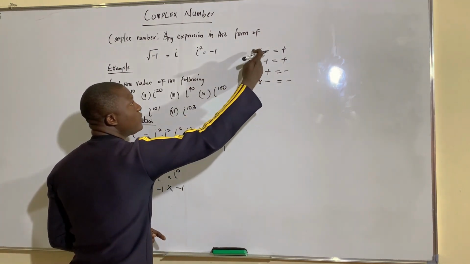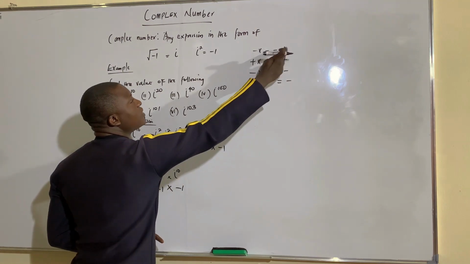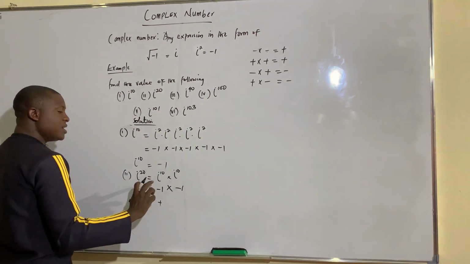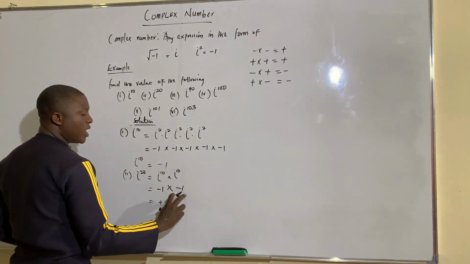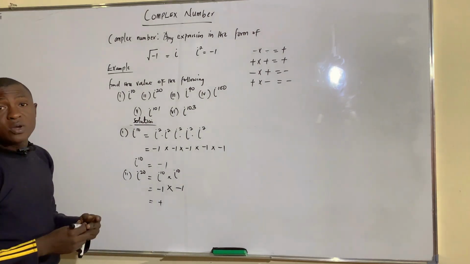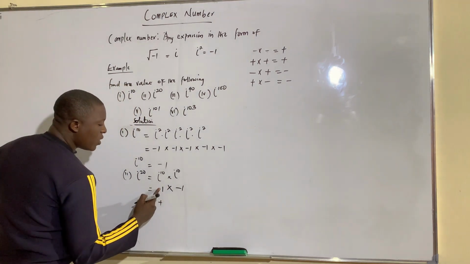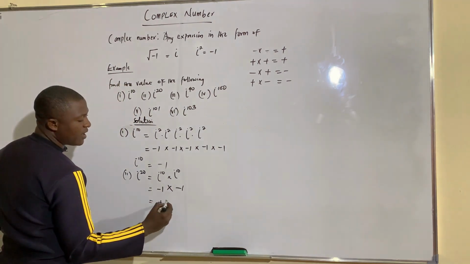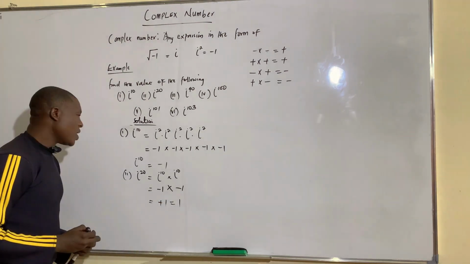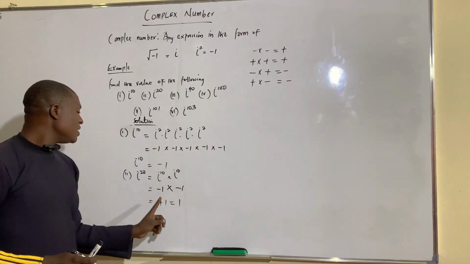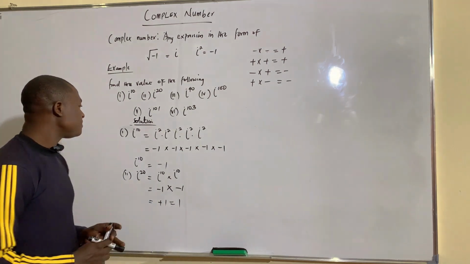Recall that when we have minus times minus, it is nothing but plus. So here we have plus, then 1 multiplied by 1. I told you, even if you multiply 1 a million times, what is going to be the result? Yeah, it's still going to be 1. So 1 times 1 here, you are going to have 1. And if you have plus 1, it's the same thing as 1. So whenever you are asked to find the value of I raised to the power of 20, it's still the same thing as 1.